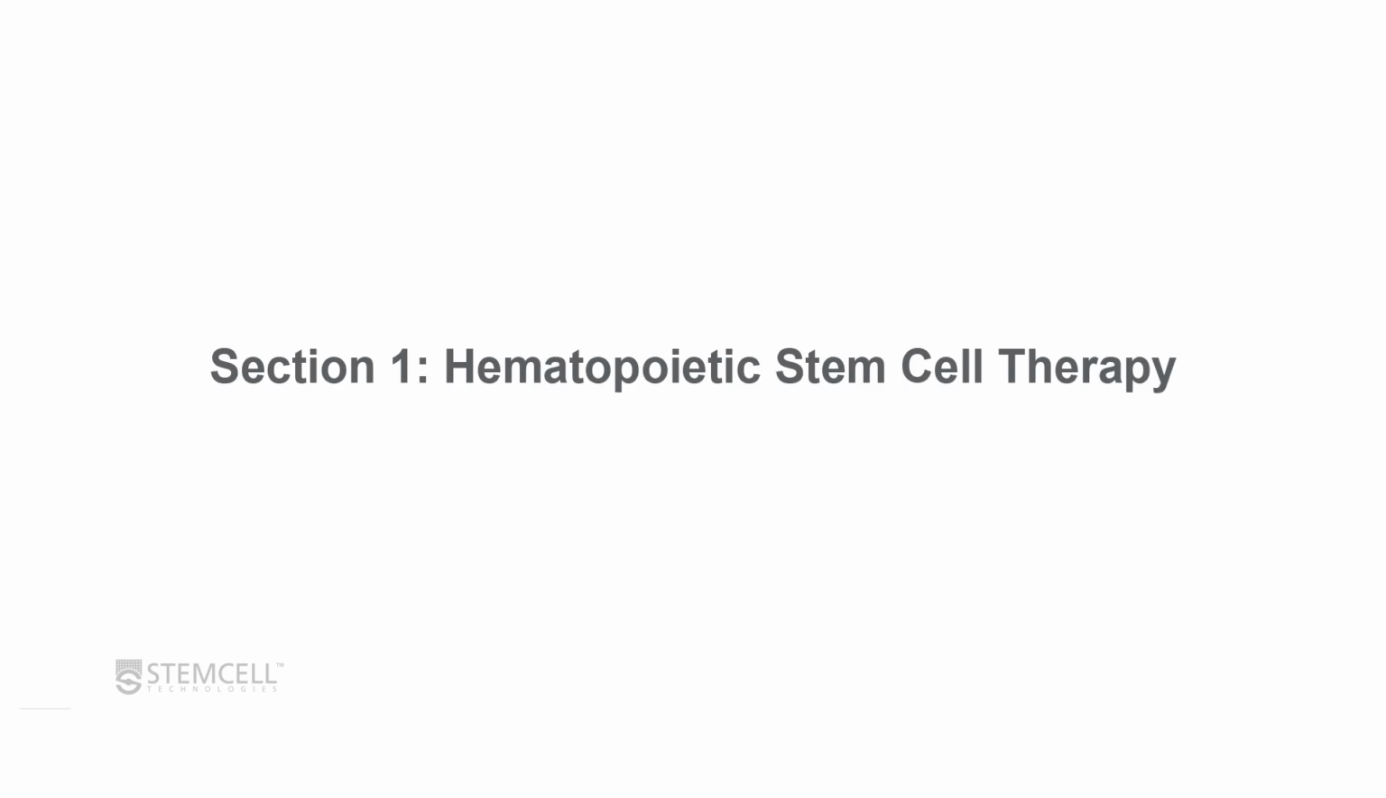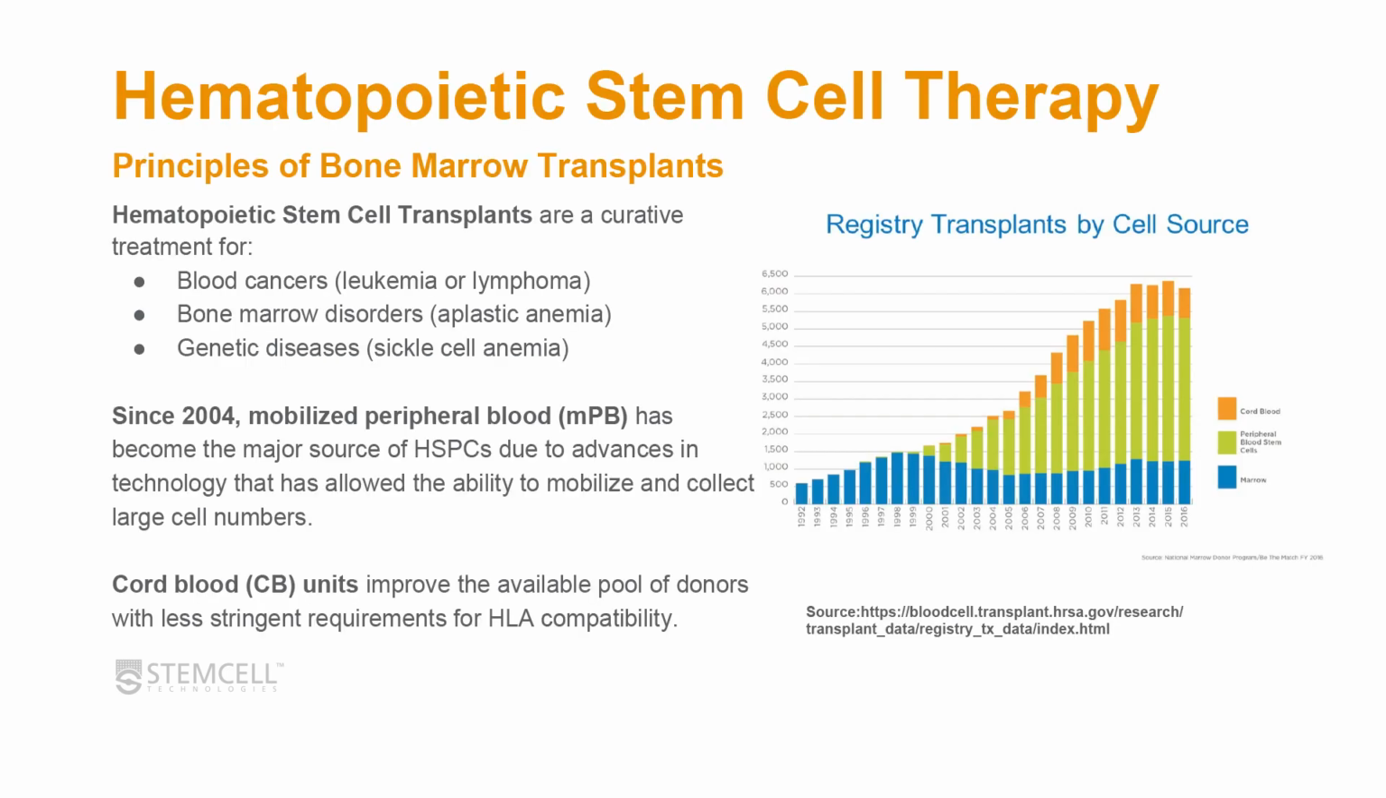Okay, let's start then with hematopoietic stem cell therapy. So as we know, there's a long history of bone marrow transplants in the treatment of hematological disorders. This is a long history that started really in the 50s with the first bone marrow transplant to cure leukemia. And we know that it's been a curative treatment for more than 40 years for blood cancers such as leukemia and lymphoma, bone marrow disorders such as aplastic anemia, as well as genetic diseases like sickle cell anemia.